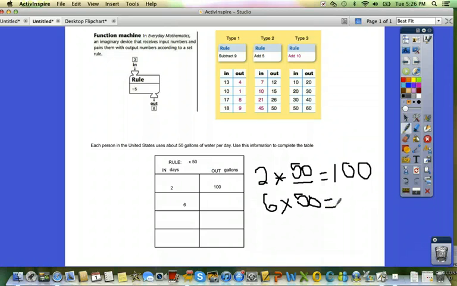So I look at this number, 6 times 50, and I've got a little trick that always helps me when I multiply with zeros. Drop him off, cross him out, and now I've got 6 times 5, and that equals 30. But once it's all together, because I still have my 0 hanging out over here, it's 300. So I know that this out will be 300 gallons.